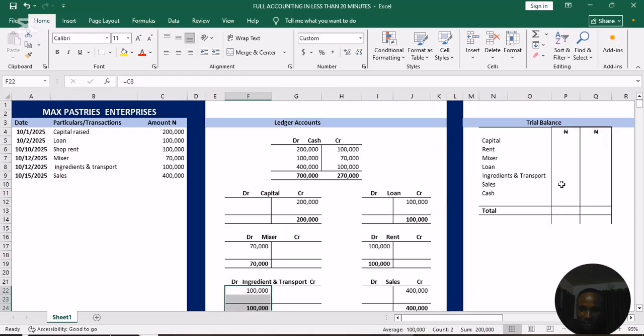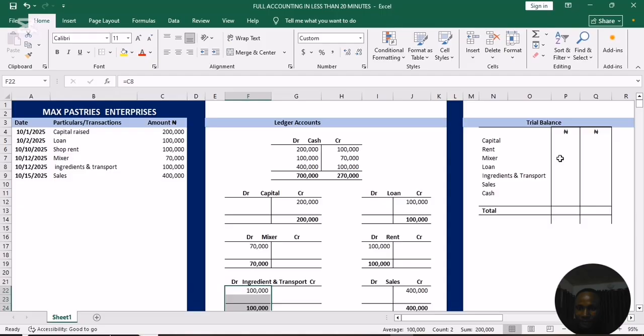So let's start with the cash. How do we do that? Definitely we're going to use the balance. How do we get the balance? We have to subtract the debit side from the credit side. The difference is our balance, and definitely we are about to have a debit balance because the debit side is way more than the credit side. So let's put it up here.